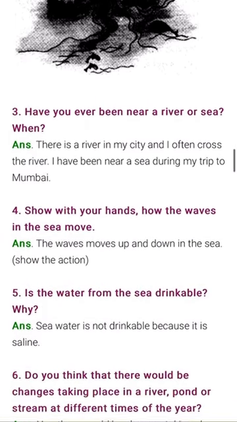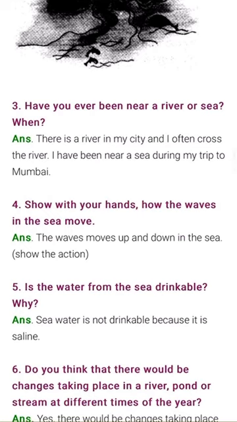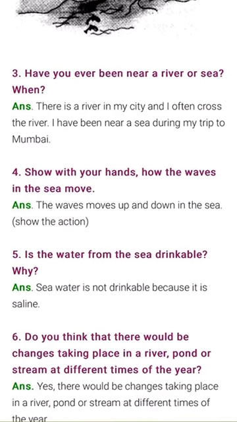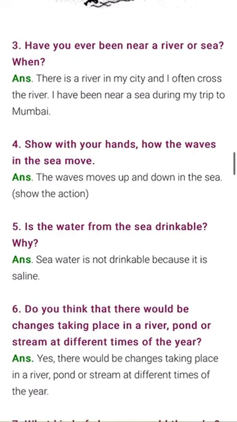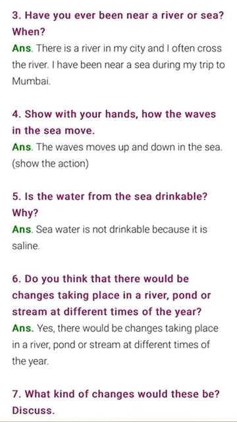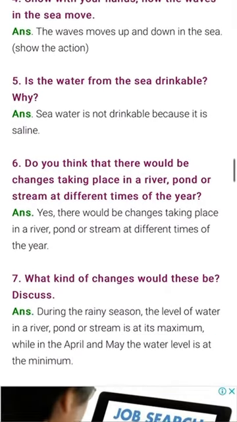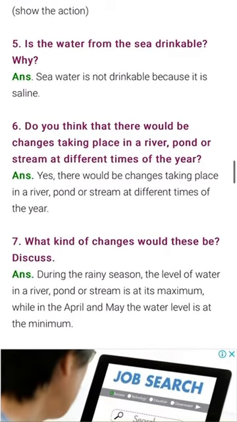3. Have you ever been near a river or sea? When? Answer: There is a river in my city and I often cross the river. I have been near a sea during my trip to Mumbai. 4. Show with your hands how the waves in the sea move. Answer: The waves move up and down in the sea. Show the action. 5. Is the water from the sea drinkable? Why? Answer: Seawater is not drinkable because it is saline.